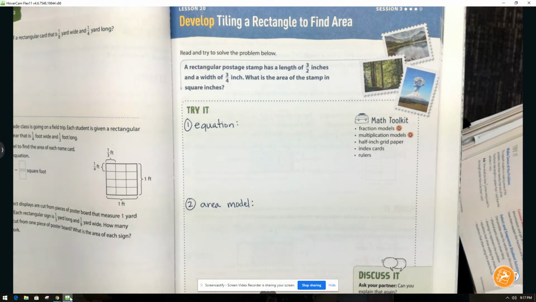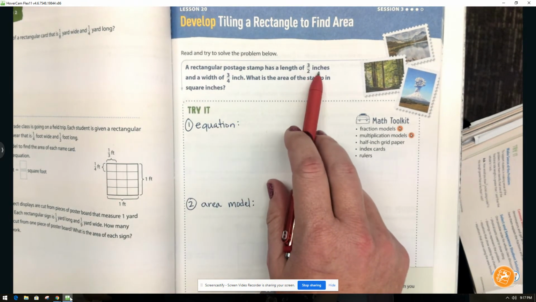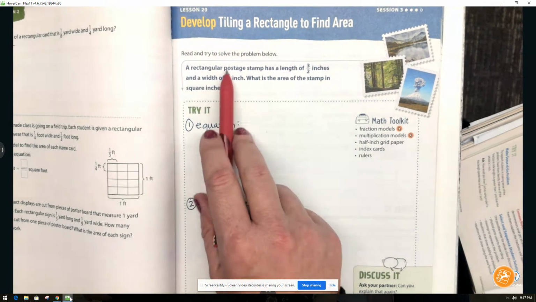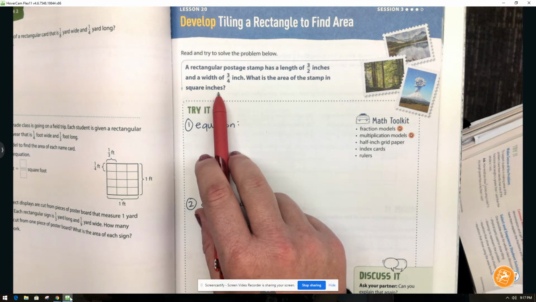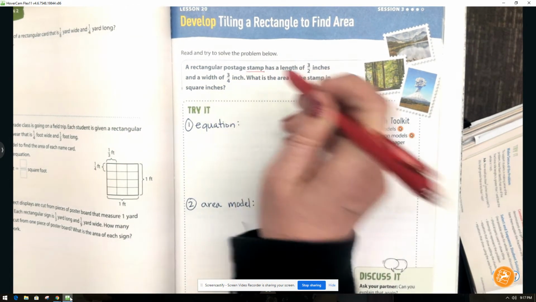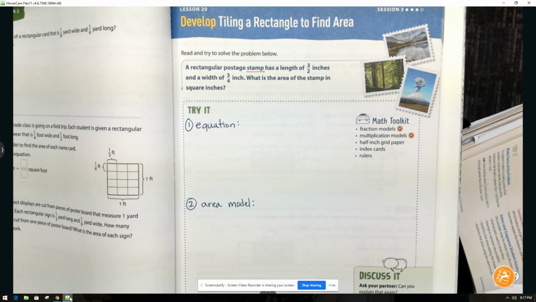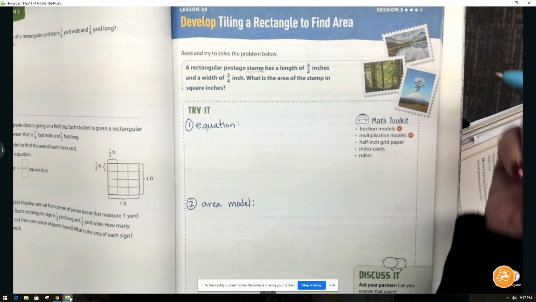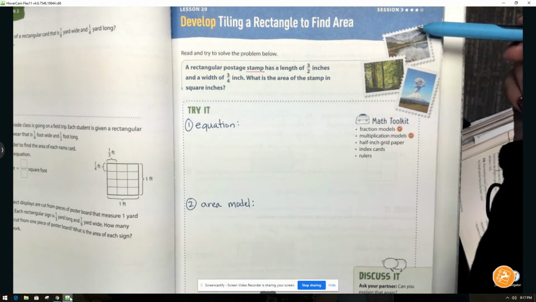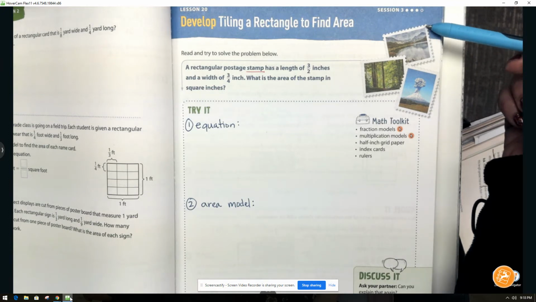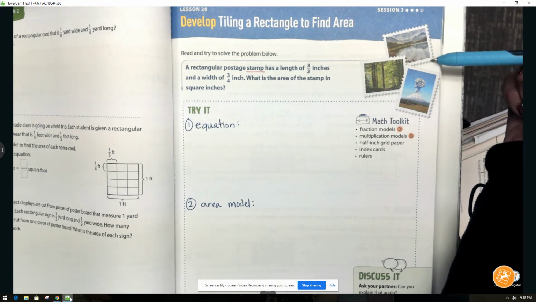All right, on page 413, it says this. A rectangular postage stamp has a length of 3/2 inches and a width of 3/4 of an inch. What is the area of the stamp in square inches? So, what are we talking about? We're talking about stamps. You put them on a letter to mail them in the mail. And this is a rather large stamp. So I guess they're calling this the length. Three halves of an inch long, and 3/4 of an inch tall.